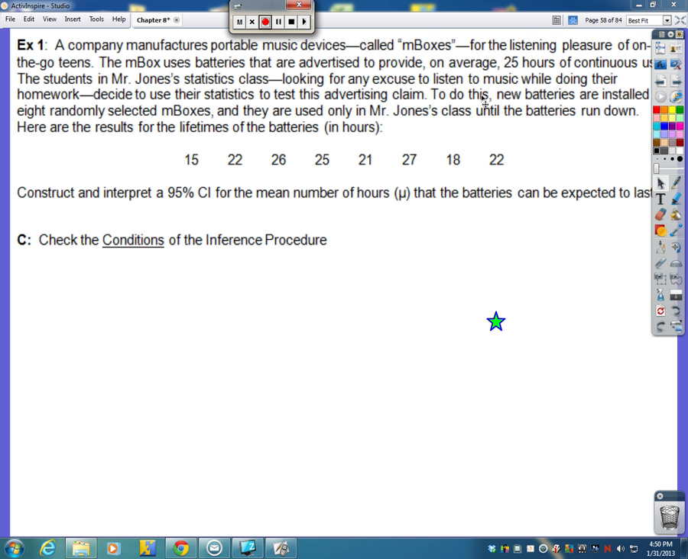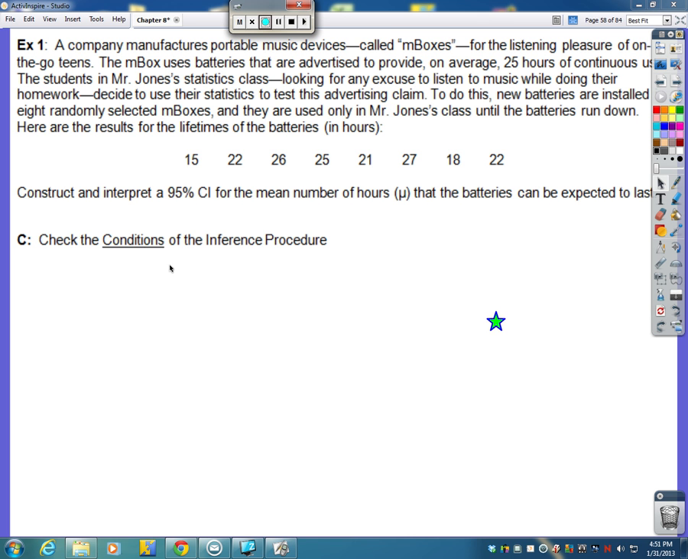To do this, new batteries are installed in 8 randomly selected M-Boxes, and they are used only in Mr. Jones's class until the batteries run down. Here are the results for the lifetimes of the batteries in hours. So here's our data here. It says construct and interpret a 95% confidence interval for the mean number of hours, mu, that the batteries can be expected to last. So we're going to create a confidence interval that hopefully captures the true mean number of hours, mu, that the batteries can be expected to last.